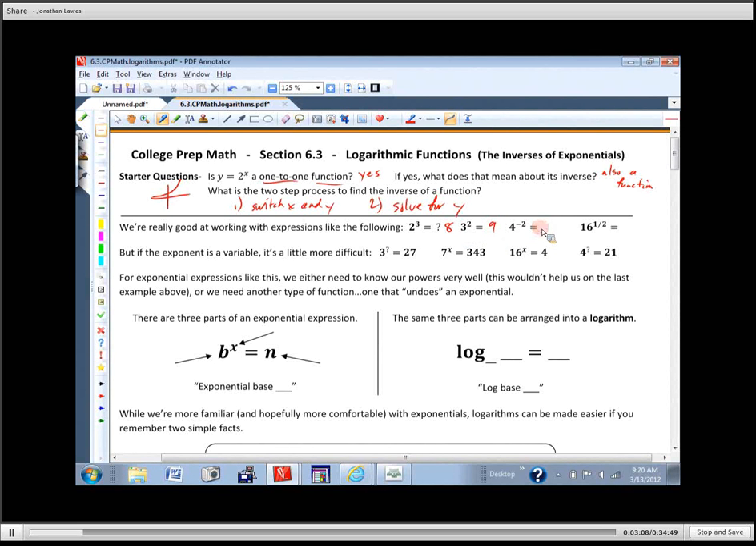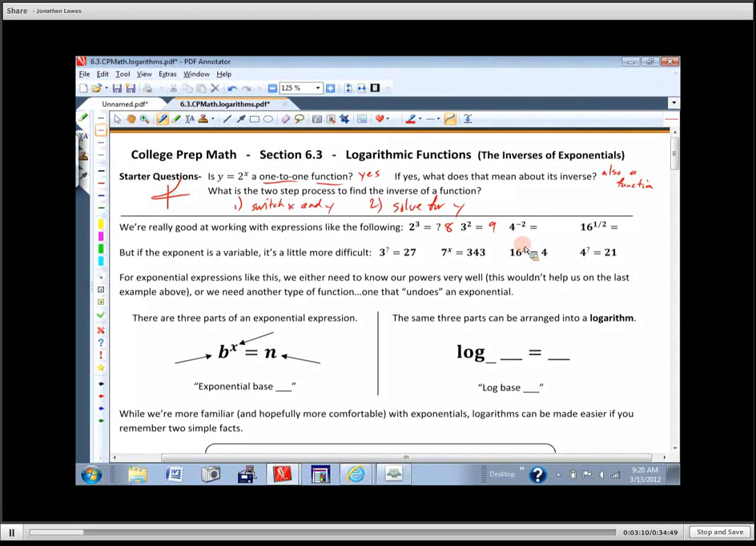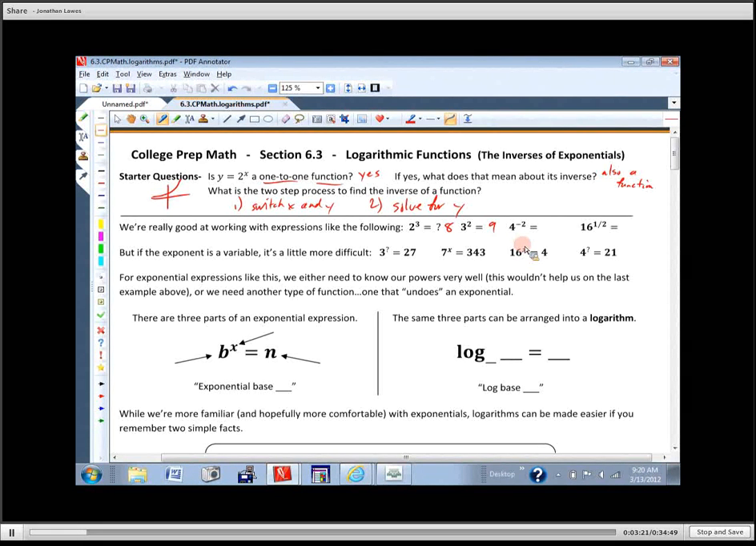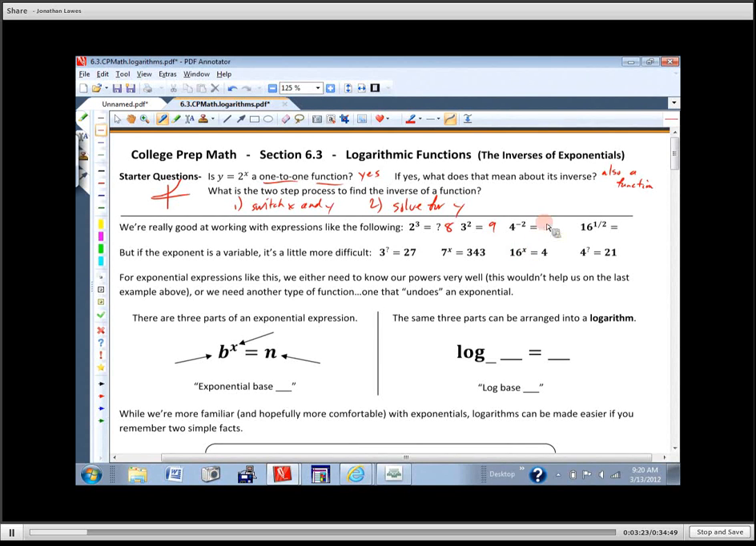4 to the negative 2, slightly more complicated because that negative in the exponent, what does that mean again? Means reciprocal. Okay, that negative in there means reciprocal. So we're going to do the reciprocal of this expression right here. So this is going to be 1 over 4 squared. So this is going to be 1 over 16. Okay, so pretty easy here. Really familiar exponentials right here. This one's a little bit more complicated. The negative in the exponent means reciprocal.